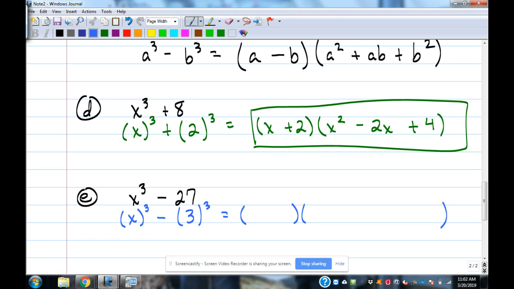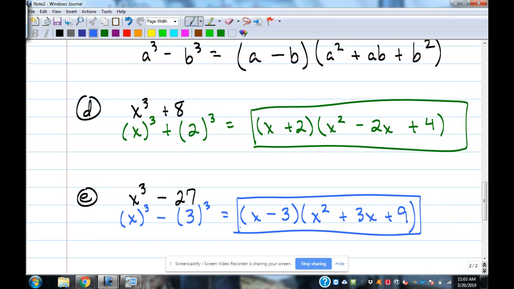Short factor would be what? x minus 3. Short's the same, x minus 3. Long one. Good job. It really is that easy, guys. Especially when there's nothing in front of the x cubed. All right. So let's put a number in front of the x cubed, make it harder.